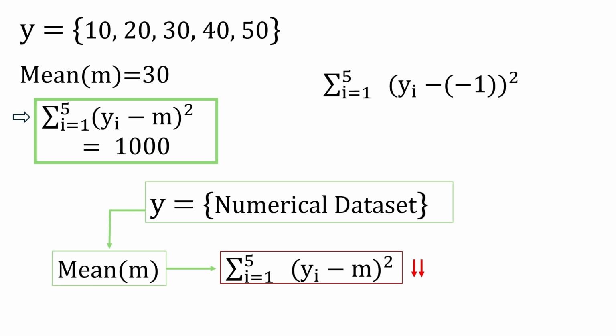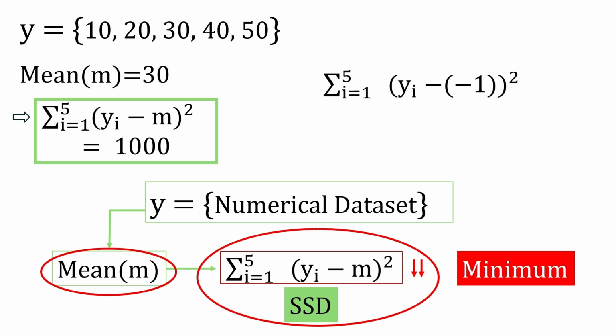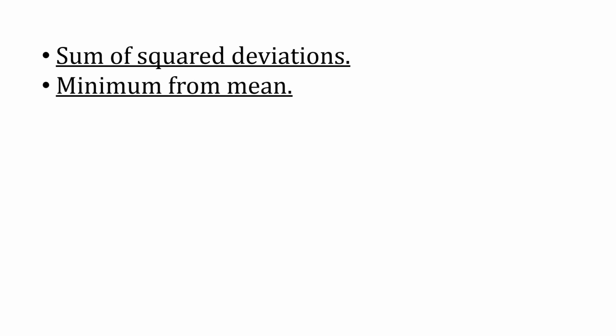You can do this experiment yourself. Take any numerical data set and find the sum of squared deviations from the mean. Then, in place of the mean, take any value, any number, and find the sum of squared deviations of the data set from that number. You will always land with a value which is greater than the sum of squared deviations from the mean. That is, the sum of squared deviations from the mean will always be minimum, and this is a fact. You can check it yourself. Okay, so till now we know that the sum of squared deviations from the mean will be minimum for any numerical data set.